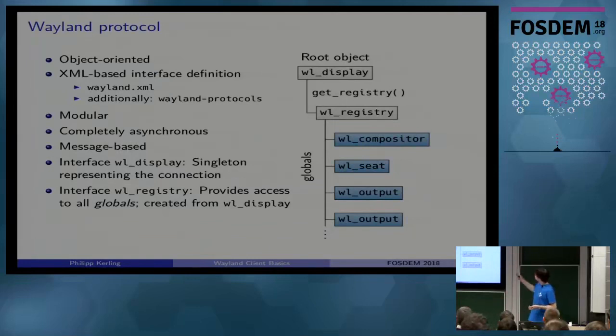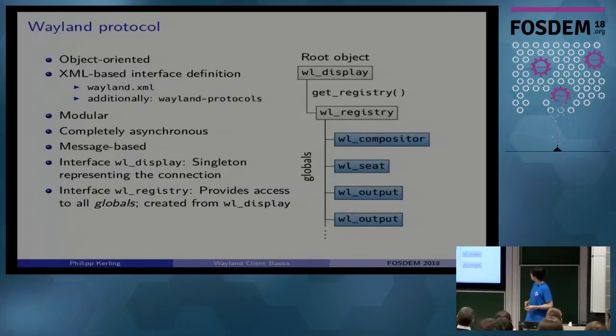So it is kind of the entry point for everything. And that's also what you see on the right side. You get the WL display, then you call get registry on that, get a registry, and then you get access to all those globals that are underneath. And what those globals are will actually vary depending on what compositor you're using and what environment you are using it in. Most of these globals are singletons, for example, WL compositor is singleton, and others, for example, WL output, which could be representing a physical monitor, will appear multiple times. If, for example, you have multiple monitors connected, you will get multiple WL output objects that will give you the details on those monitors.